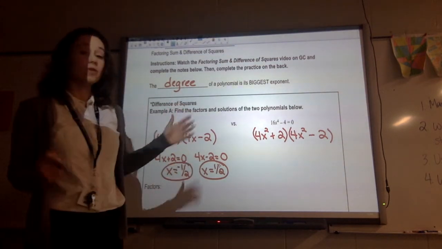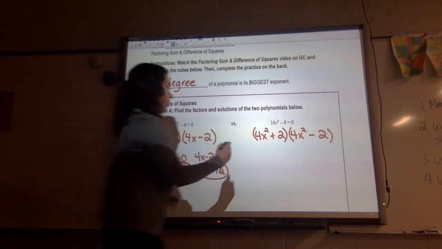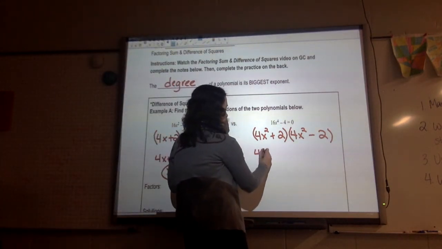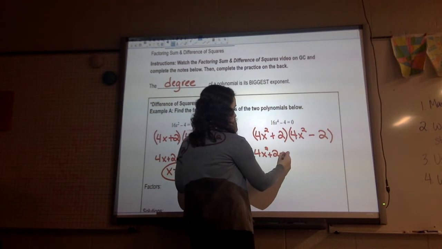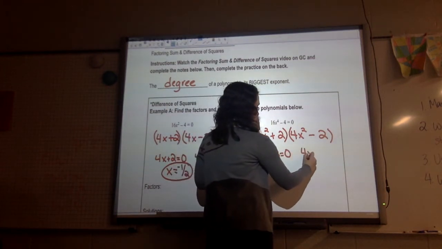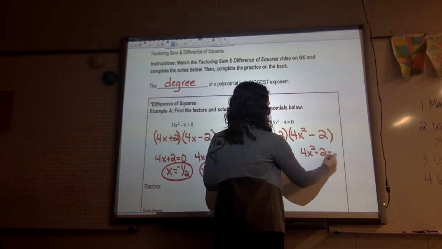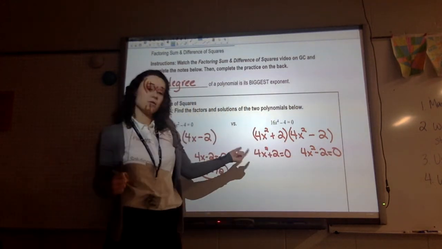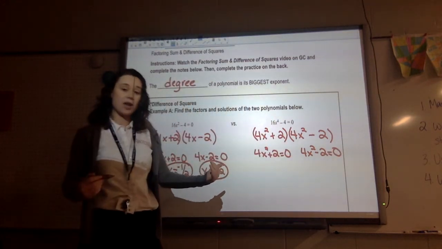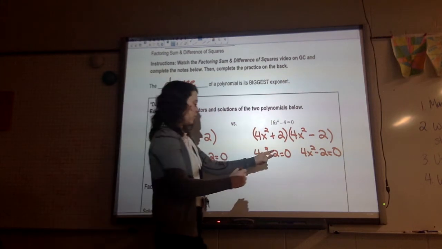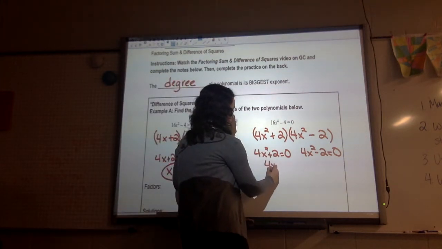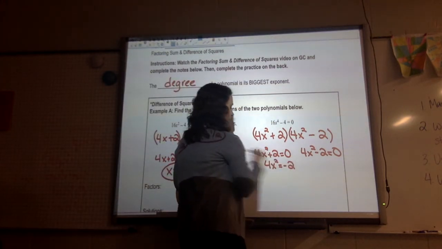If I wanted to solve these, I can do that. I can take each piece and set it equal to 0. So if I start to solve these on the first one, the first thing that I would do is to subtract 2 and divide by 4.